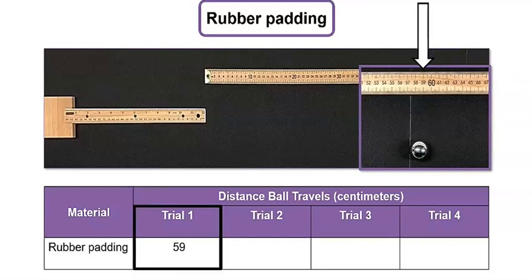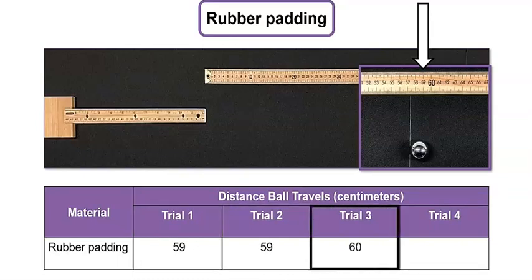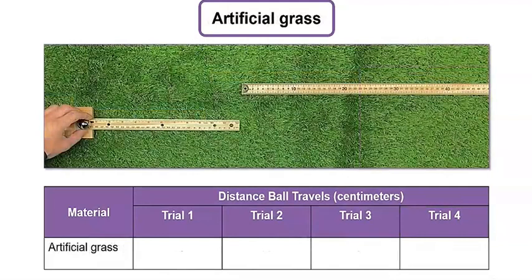Just like we did for the burlap material, I will conduct 3 more trials. For trial 2, the ball rolls 59 centimeters. For trial 3, the ball rolls 60 centimeters. For trial 4, the ball rolls 59 centimeters. Let's keep going. I wonder what distance the ball will travel on artificial grass. Let's see.